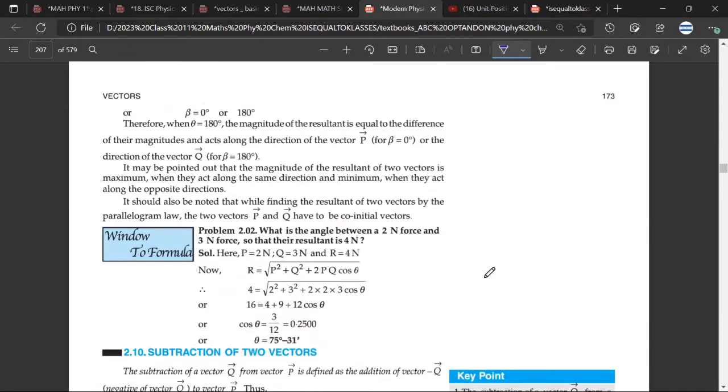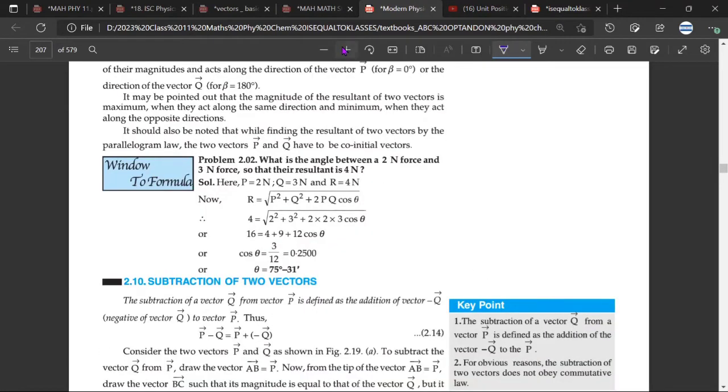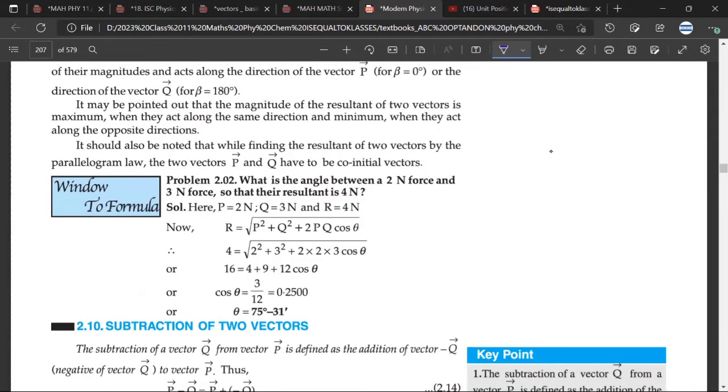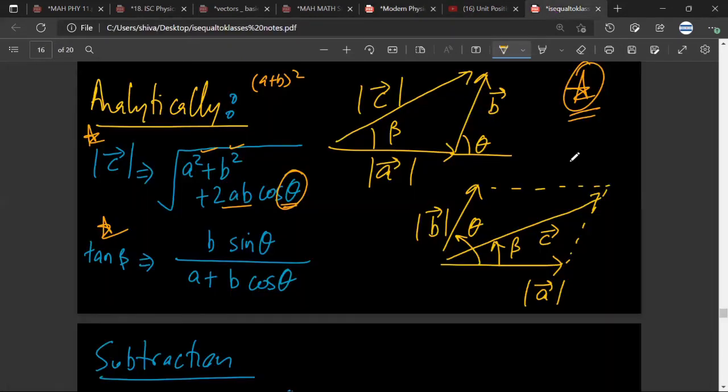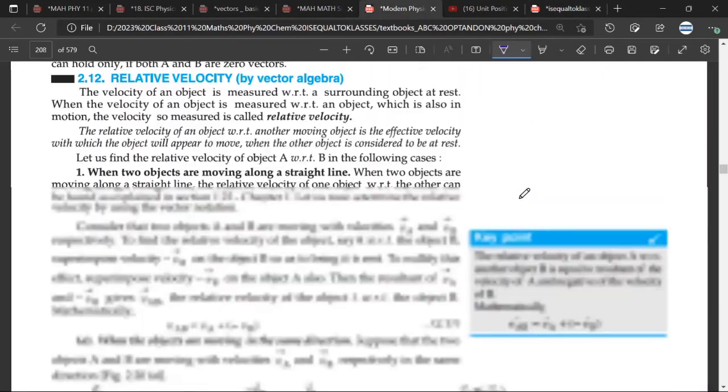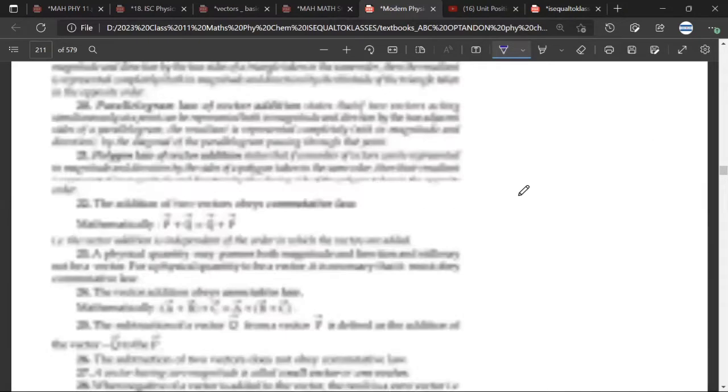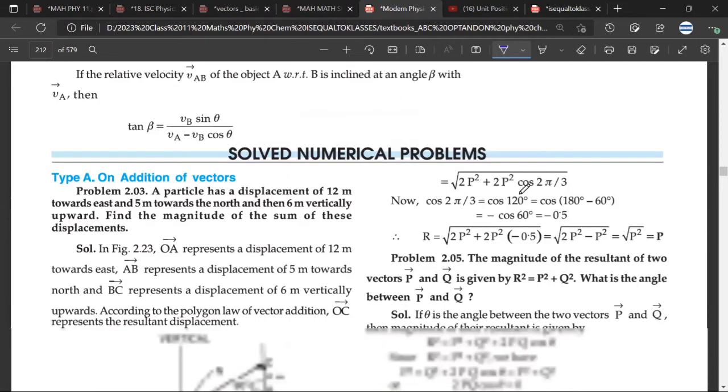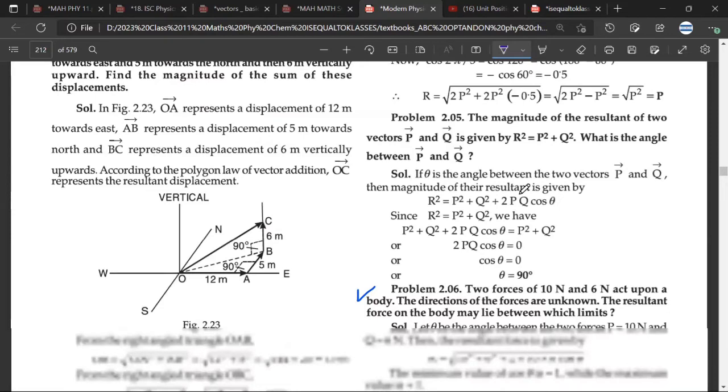This part is where a lot of questions come, and this is how the questions usually are asked. What is the angle between 2 and 4 and 3 and 4, so that the resultant is 4 and 4. So it is a spin on these two formulas. And another question that you have done just now, let us look at that also.